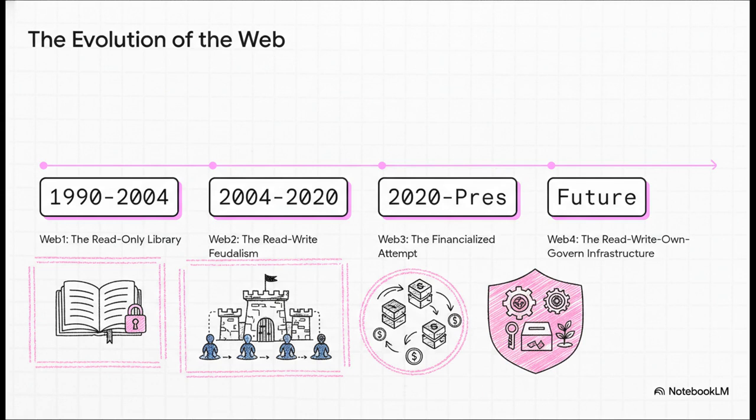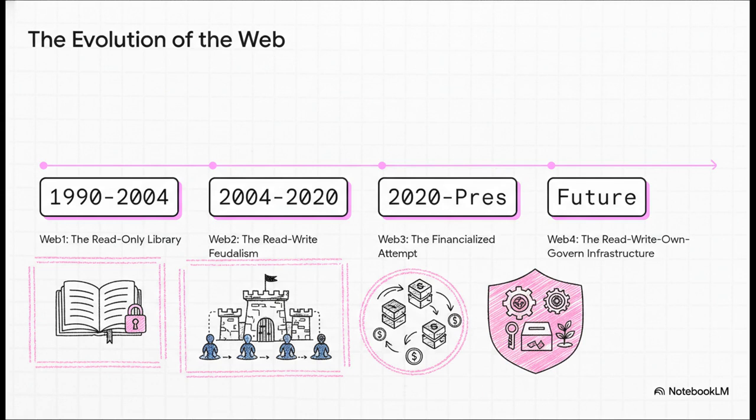Then came Web 2, which is what's being called read-write feudalism. That's where we are now. We can create content, but we don't own the platform. After that, we had Web 3, right? The big crypto push. It was the first real attempt to fix Web 2, but it got super focused on the financial side, tokens, NFTs, all that, and kind of missed the bigger picture on identity and control.